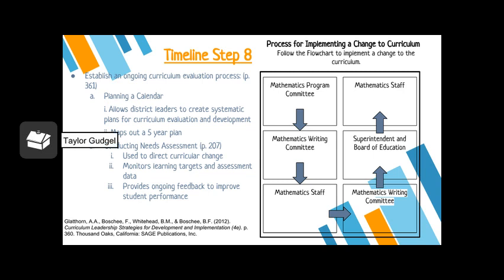Step 8. Establish an ongoing curriculum evaluation process. First, plan a calendar, which allows the district leaders to create systematic plans for curriculum evaluation and development, and also map out a 5-year plan. Then, conduct a needs assessment, which is used to direct curricular change, monitors learning targets and assessment data, and provides ongoing feedback to improve student performance.